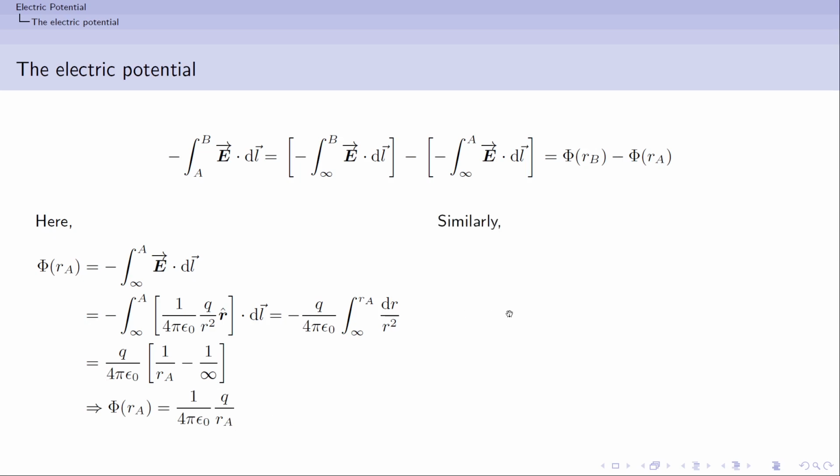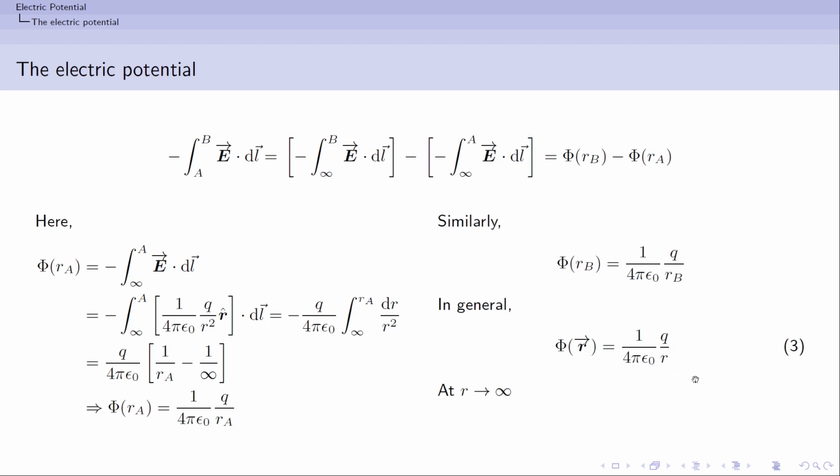In a similar way, phi of RB is equal to 1 by 4 pi epsilon naught q by RB. So in general, the value of the scalar phi at any position r will simply be equal to 1 by 4 pi epsilon naught q, the point charge, divided by the radial distance to that point. Let's call this equation number 3.